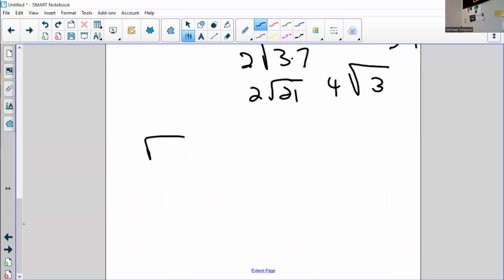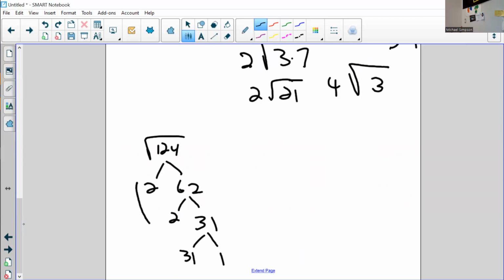Okay, radical 124, divide that by 2. That gives me 62. Divide that by 2 again, that gives me 31. And guess what? 31 is the highest number I can divide this by. So 31 divided by 31 is 1. I have one pair of 2, so that gives me a 2 right there. 31 is by itself, so it goes back under the radical. 31 goes there, and we have a 2 on the outside.